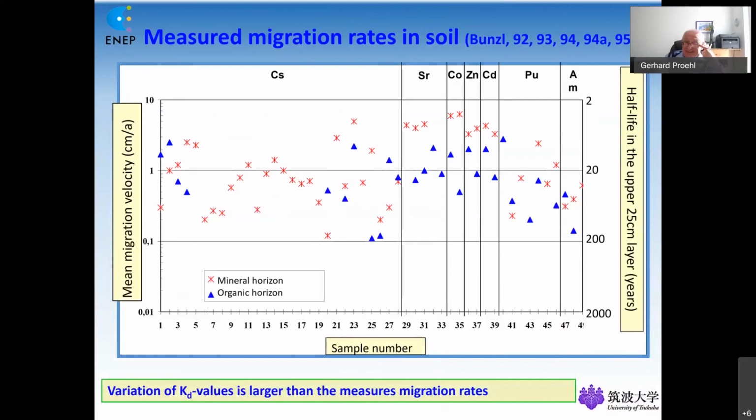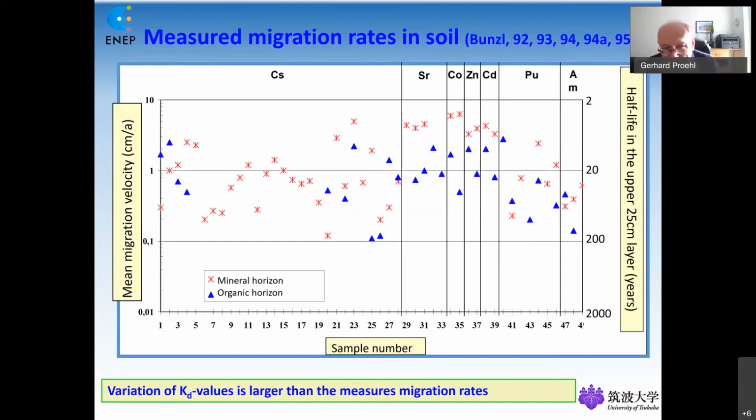Here you see a graph with measured migration rates in soil. These measurements, these activities, have been done in Germany in the 90s. On the left axis, you see the migration velocity in centimeters per year. And on the right side, it's the half-life in the upper 25 centimeters of soil layer.